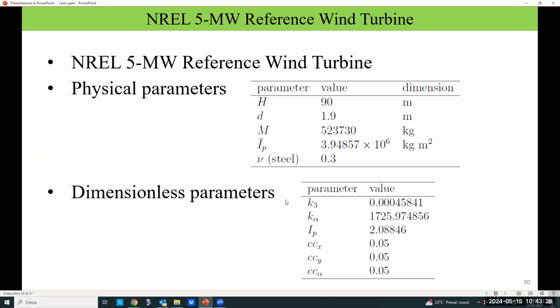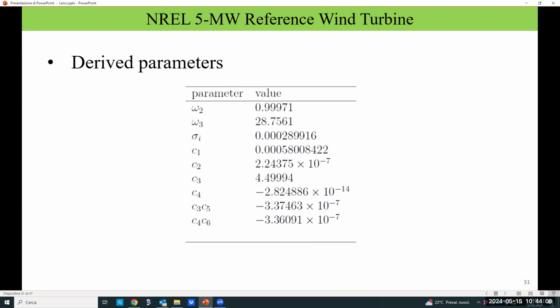With this data, you have these dimensionless parameters. And you remember that K3 should be a small number. And you see how small this number is, 0.0004. And maybe you remember that K alpha should be a very large number. And you see how large this number is. Of course, small and large mean always with respect to 1. And here is the damping that we assume. We assume 5% of damping, which is quite a high value for a real problem, but just to start with. Of course, in the next simulation, we will reduce these numbers because in the real world, this damping is a little bit smaller.